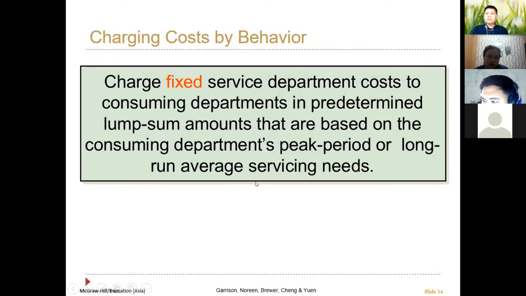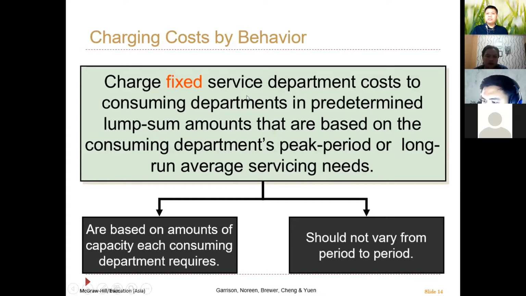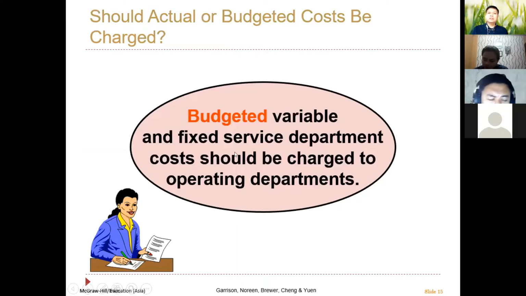What about the fixed cost? Charge fixed service department cost to consuming departments in predetermined lump sum amounts that are based on the consuming department's peak period or long run average servicing needs and are based on amounts of capacity each consuming department acquires, and should not vary from period to period. Now, should actual or budgeted cost be charged? According to this, budgeted variable and fixed service department costs should be charged to operating departments.